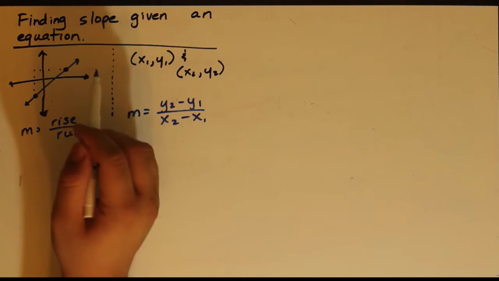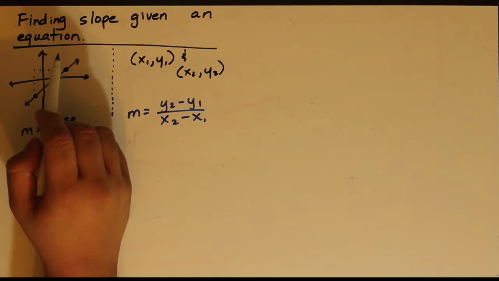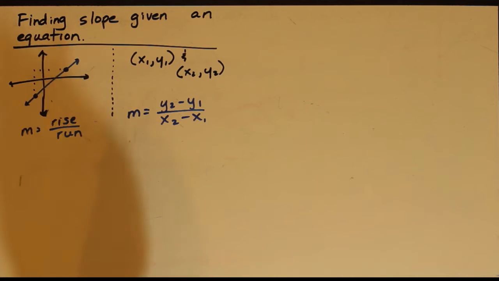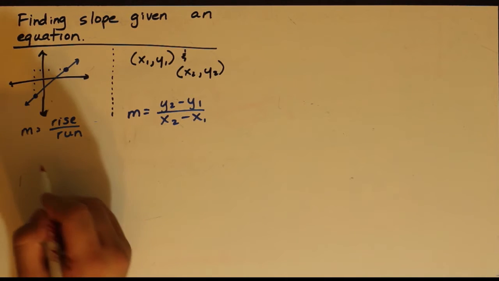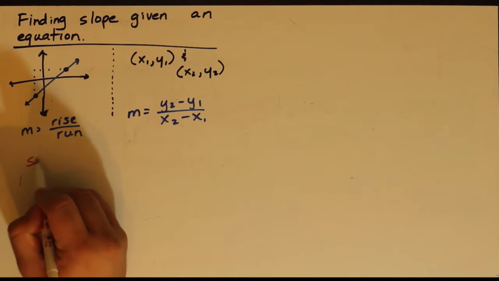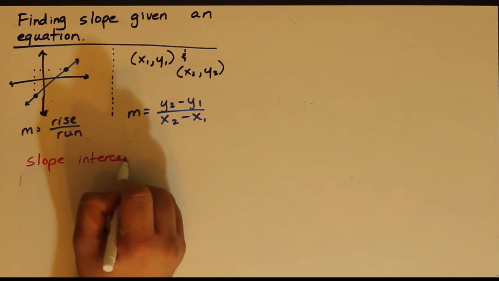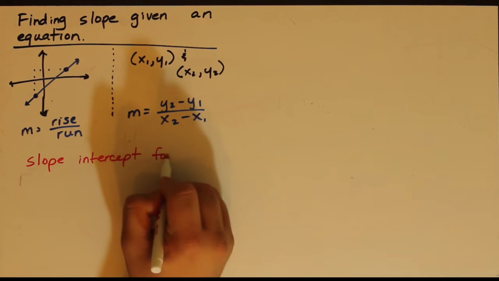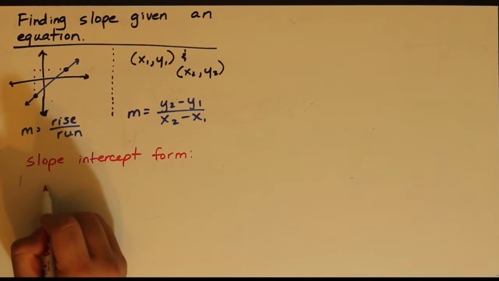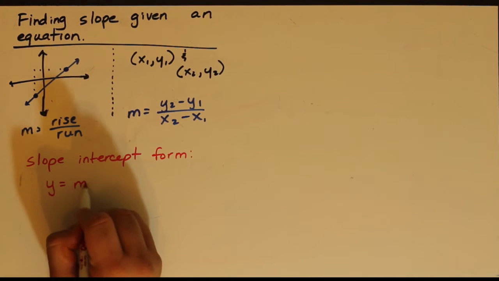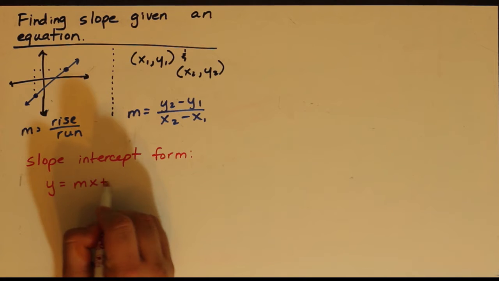But for this video, I wanted to show you how to find the slope if you're given an equation. There's really one equation that's absolutely essential when it comes to this section, and linear equations in general, and that's the slope-intercept form. The slope-intercept form is y is equal to mx plus b.